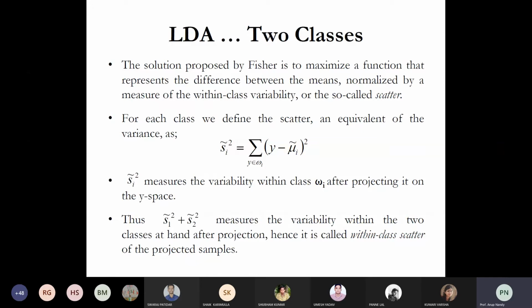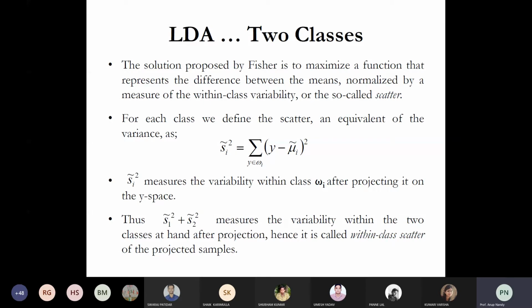Now here, for each class, you have to define a scatter. This scatter is simply just a variance, as I already told you. So what is the formula for it? As it is equivalent to variance, si square is equal to the sum over y of (y minus mu tilde i) square. This si measures the variability within the class wi after projecting it on the y space.